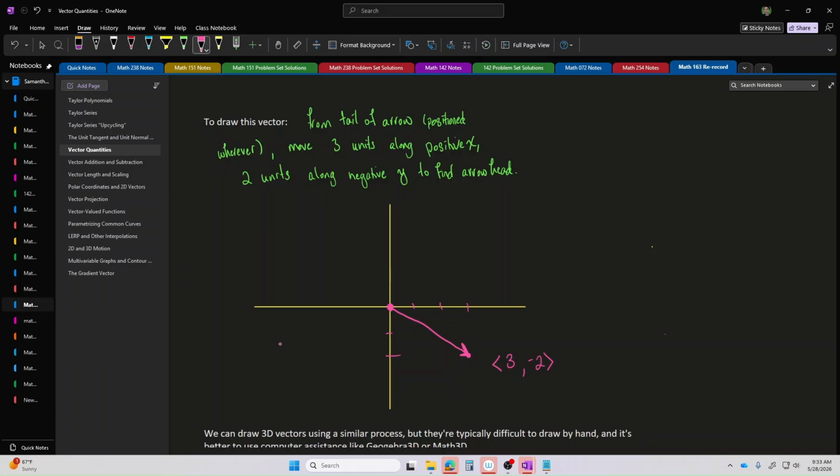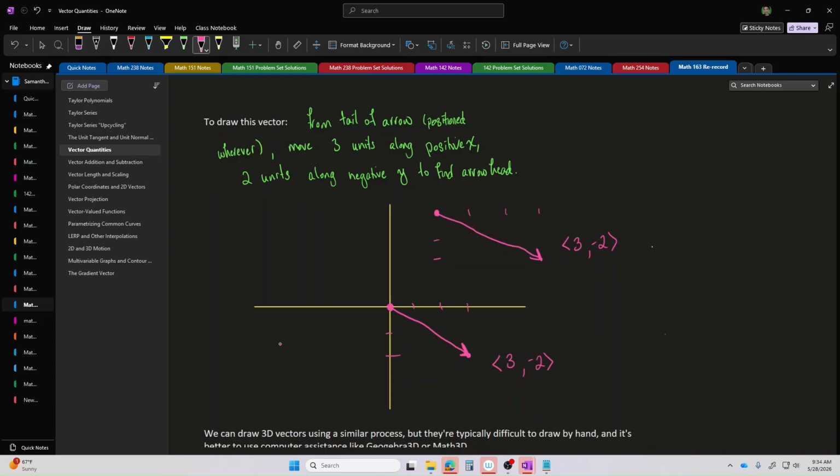Now you could position that arrow tail somewhere else. For example, if I decided to position my arrow tail over here for whatever reason, then I could draw the vector by just going from that point 1, 2, 3 units along positive x, 1, 2 units along negative y, and from that position the arrowhead would be, roughly speaking, right around here. So this would be another totally valid drawing of the same vector 3, -2. It's got the exact same length and the exact same direction. It's just positioned in a slightly different place.